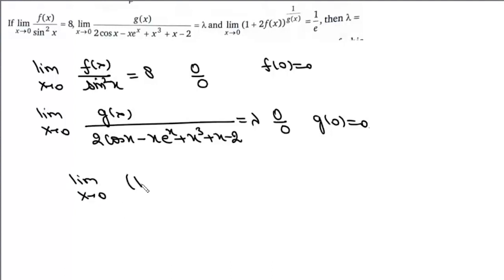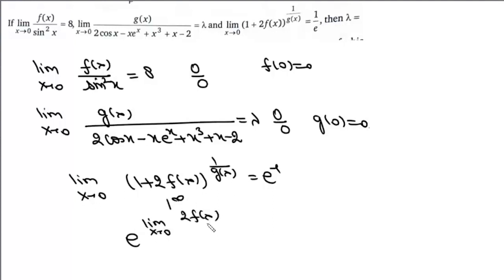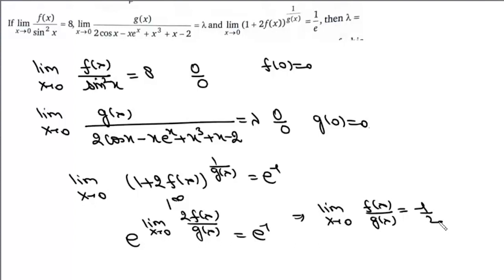We are given that this limit x tends to 0 of (1 plus 2f(x)) to the power 1 upon g(x) is e to the power minus 1. Now this is 1 to the power infinite form. If we use the shortcut, we can write this as e to the power limit x tends to 0 of 2f(x) upon g(x), which is equal to e to the power minus 1. So from here we can write this limit x tends to 0 of f(x) upon g(x) will be minus 1 by 2.